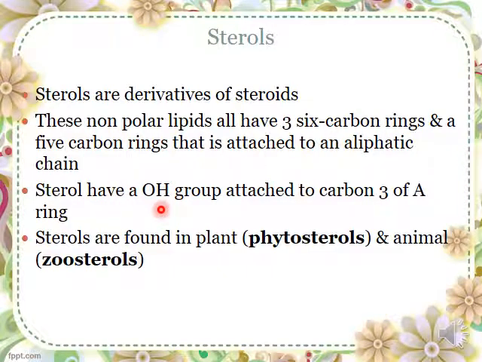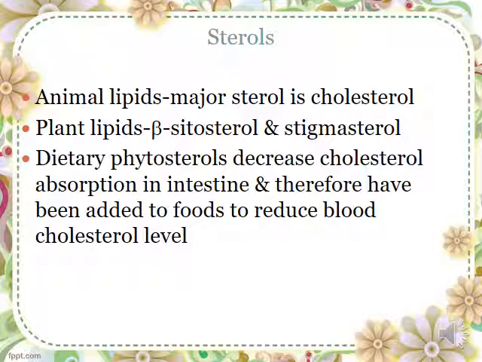Sterol, of course, will have an OH group attached to carbon 3 of a ring, and if found in plants, it is called phytosterol, and if the sterol is from animal origin, we call it zoosterol. Easy to remember, zoo is normally associated with animals. In animal lipids, the major sterol is cholesterol. In plant lipids, the major sterols are beta-sitosterol and stigmasterol.